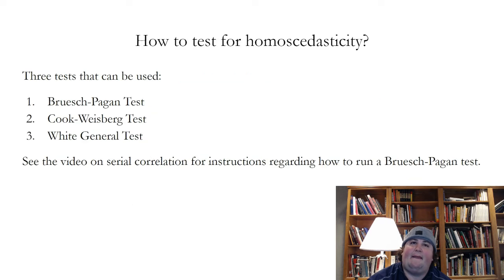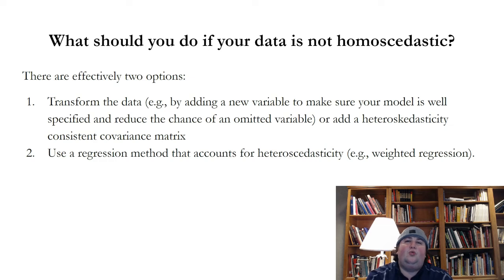Okay, so how to test for homoscedasticity? There are three tests that can be used. The first is the Breusch-Pagan test. The second is Cook-Weisberg. Third is the White general test. If you see the video on serial correlation that we did for instructions, it'll show you how to run a Breusch-Pagan test in Python. What should you do if your data is not homoscedastic?